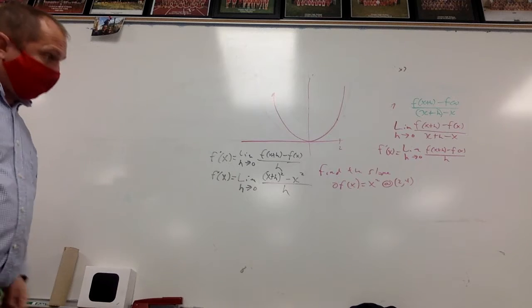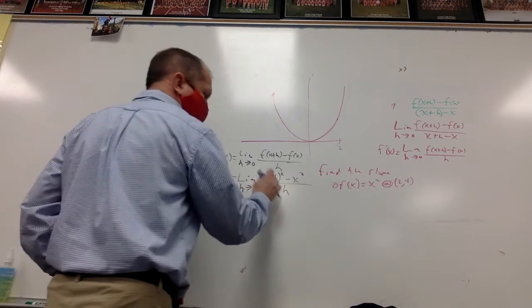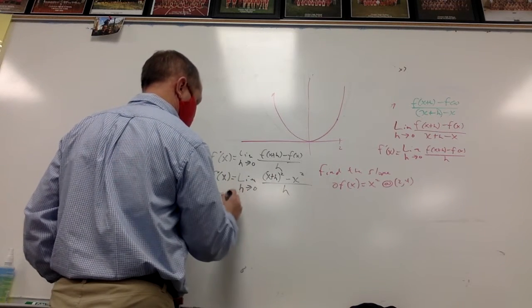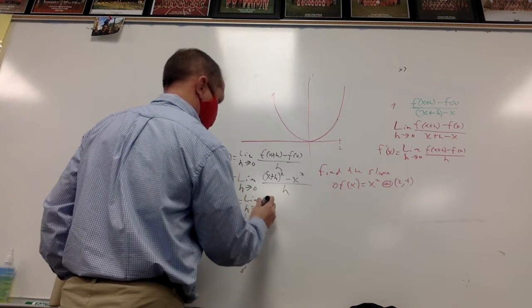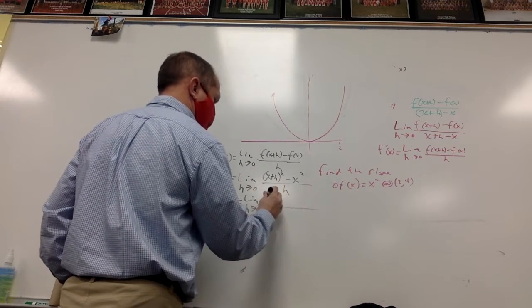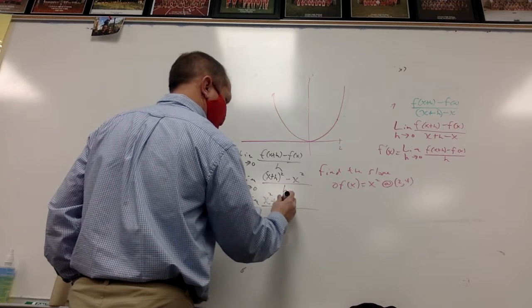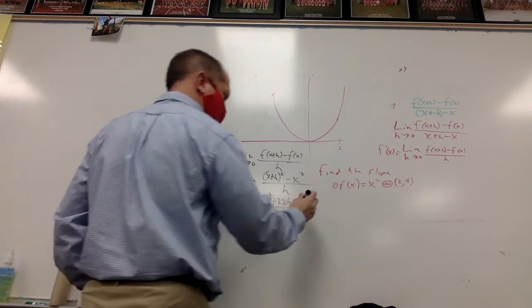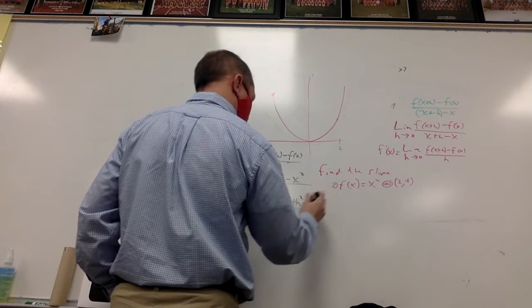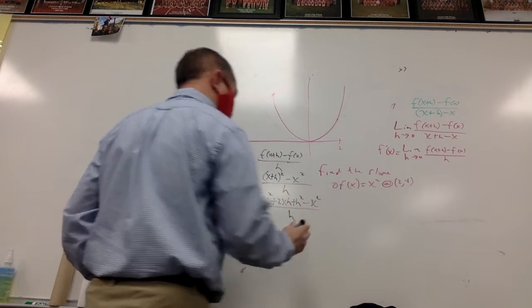All right. Now, let's square this out. Again, we're squaring a binomial. So it becomes x squared plus 2xh plus h squared minus x squared all over h.